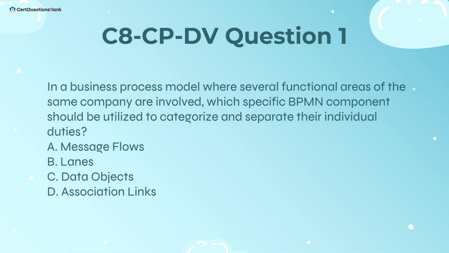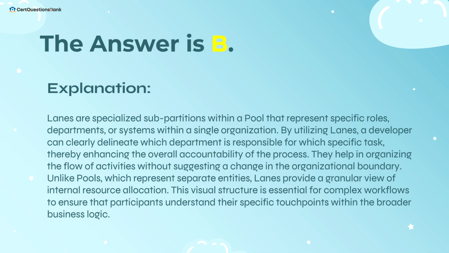In a business process model where several functional areas of the same company are involved, which specific BPMN components should be utilized to categorize and separate their individual duties? A. Message flows. B. Lanes. C. Data objects. D. Association links. The answer is B.